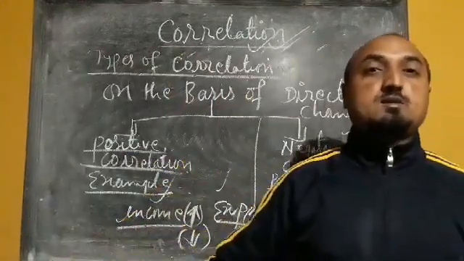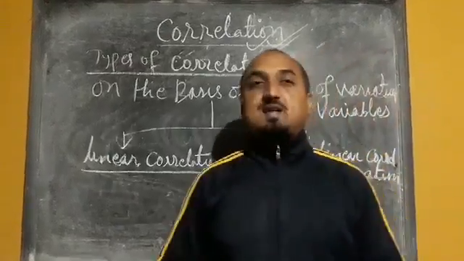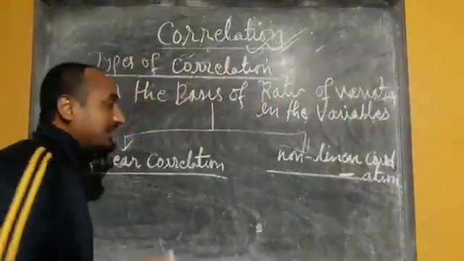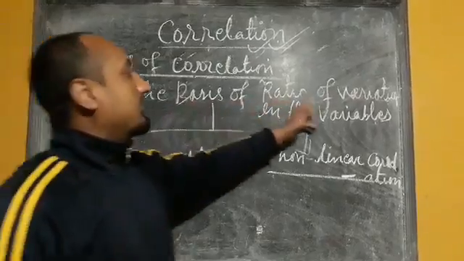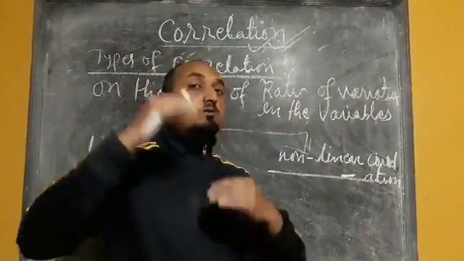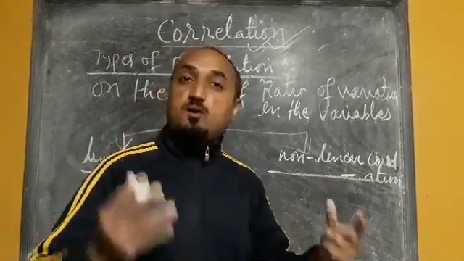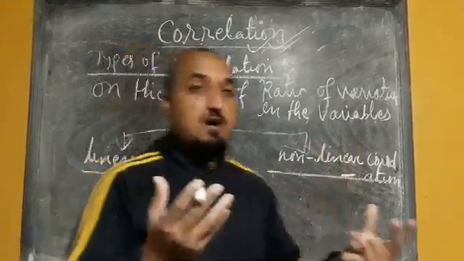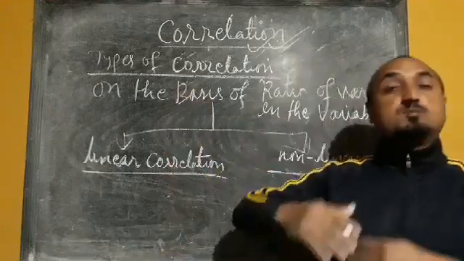Now we will discuss another type. The next category of correlation is classified on the basis of the ratio of variation in the variables: how the two variables are varying in terms of a ratio.